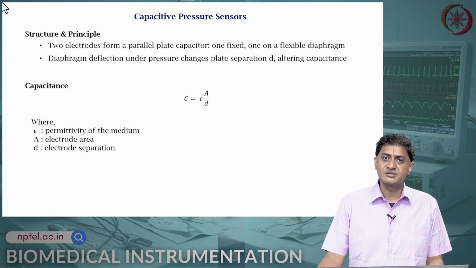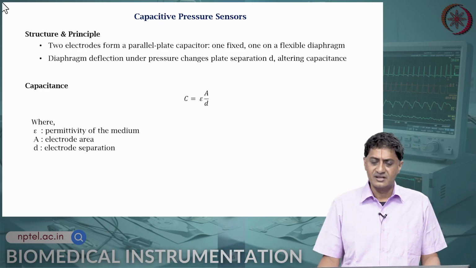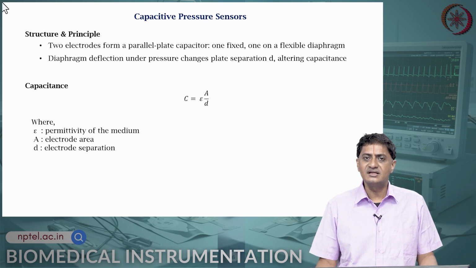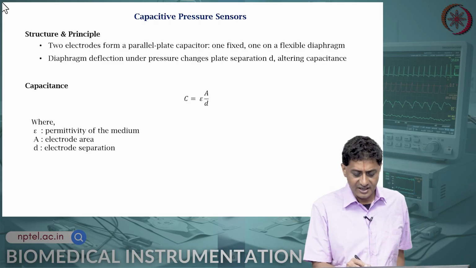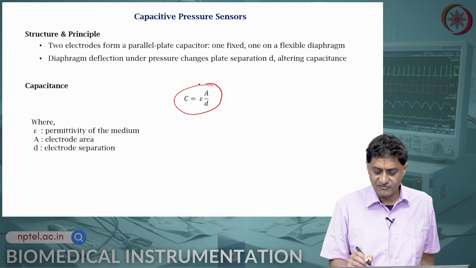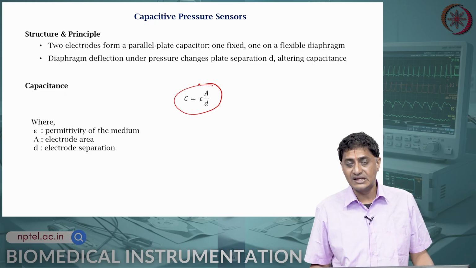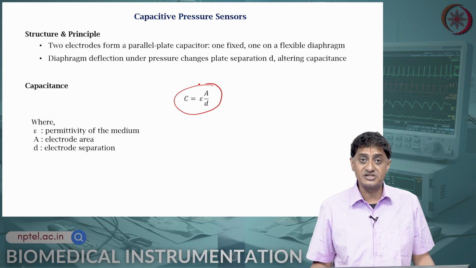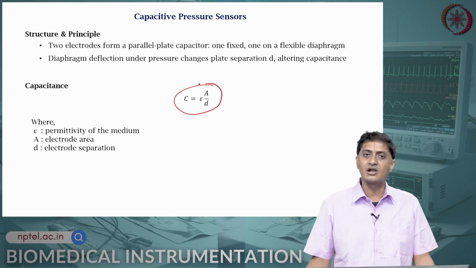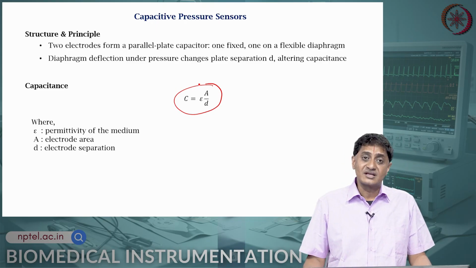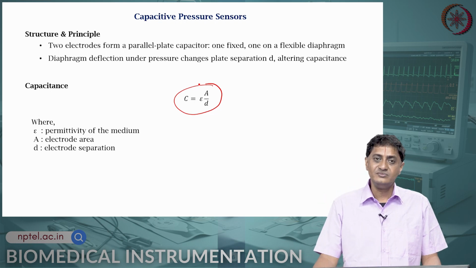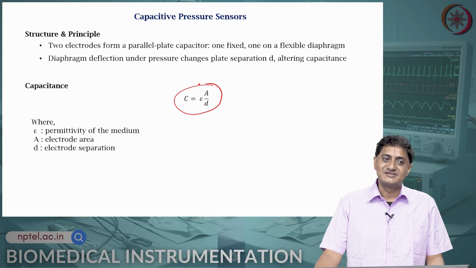This diaphragm deflection, when a pressure is applied, essentially changes the distance between the 2 plates of the parallel plate capacitor. Recall that the capacitance of a parallel plate capacitor is epsilon A by d. In this, epsilon cannot be changed. Well, actually there are designs in which epsilon r can also be changed, but in this case we are focusing on the principle by which epsilon, the dielectric between the 2 plates, is the same, and the area of contact is the same.